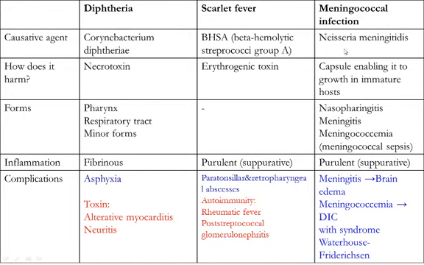Meningococcal infection. The causative agent is Neisseria meningitidis, with a capsule enabling it to grow in immature hosts, mostly in children under 5, under 7. The forms of disease: nasopharyngitis, the inflammation where? In the upper part of the pharynx, in the nasopharynx. Then you see meningitis.